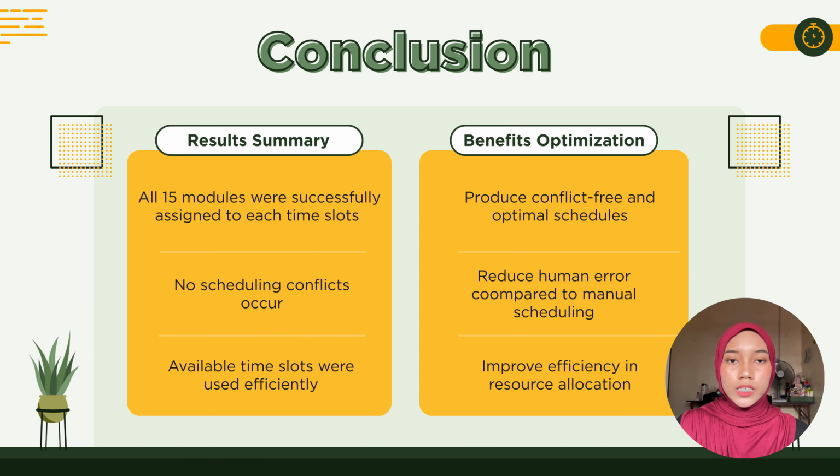In conclusion, this study successfully created a timetable for 15 courses without any clashes. Every course was matched to a time slot like a perfect matching in graph theory. Using optimization techniques makes the timetable more efficient, saves time, and reduces mistakes. Overall, optimization helps organize tasks well and can be used for other scheduling problems too.